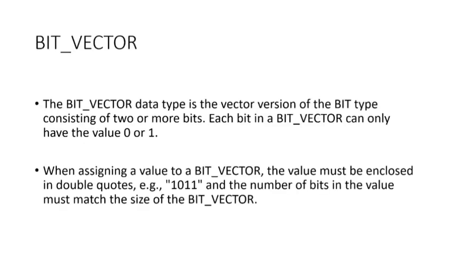Next one is bit vector. Bit vector is a data type and it is actually the vector version of bit type. It means it can hold more than one value of zeros and ones. See here, this is how you give the bit vector a value: double quotes 1, 0, 1, 1. So this is the bit vector which is having how many elements? 4 elements are present. But again, the values can only be ones and zeros. That is how you give bit vector values.